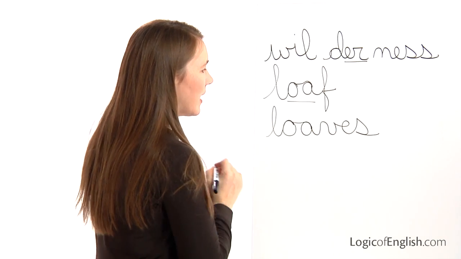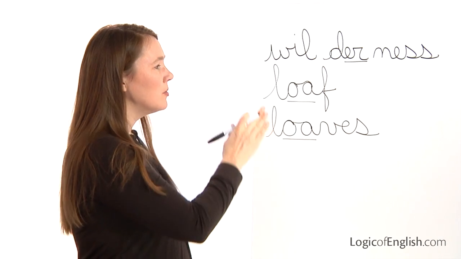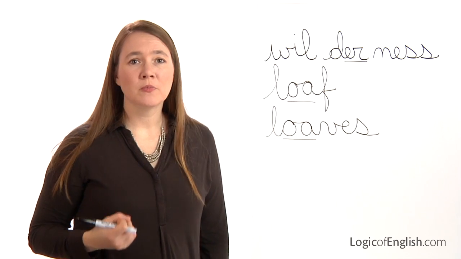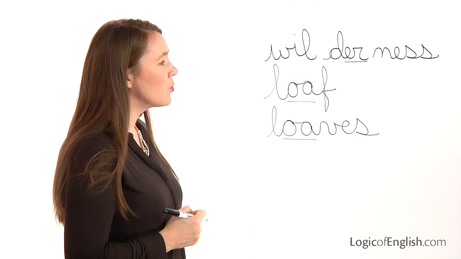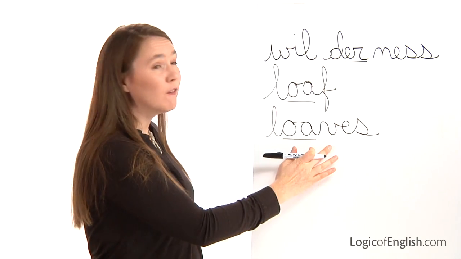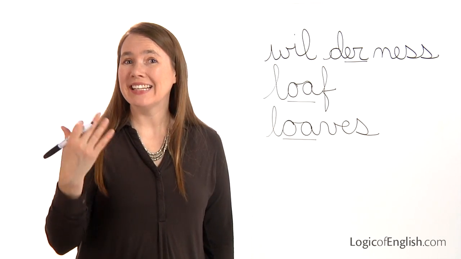L-O-V-Z. Okay, and let's mark it. We'll underline the O. Now, loaves is the plural of loaf. And what is the rule for making a word plural? We just add S unless the word hisses or changes. You'll notice loaf becomes loaves. And when this F changes to a V, then we need to add ES.